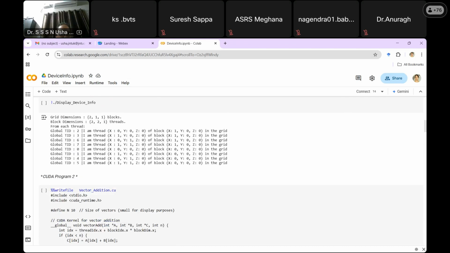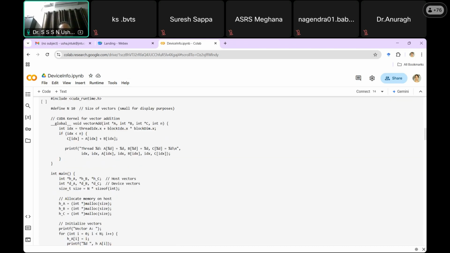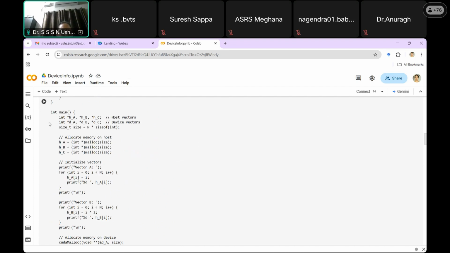Now just observe this vector addition operation. There is one main function here. Just to note, these are host vectors, H for host. For the device, I have indicated with D. That means these are the host data I'm going to maintain, and this is for device data.